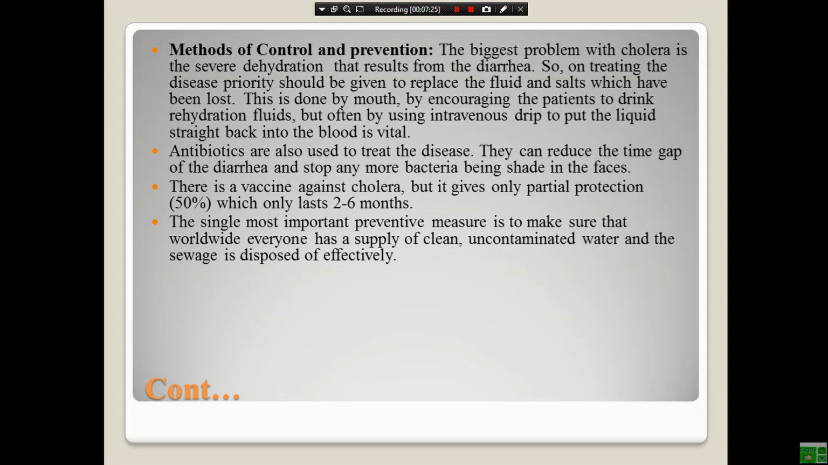Dear students, let's recap today's lesson. Today, we discussed bacterial diseases known as tuberculosis and cholera, their symptoms, transmission, and prevention ways.